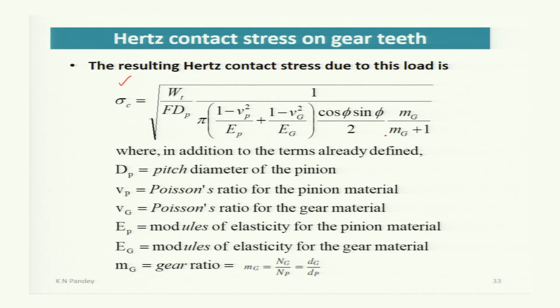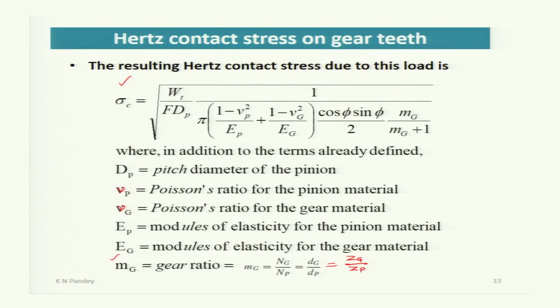In this formula, capital dP is the pitch diameter of the pinion, nu p is the Poisson's ratio of the pinion material, nu g is the Poisson's ratio of the gear material, EP is the modulus of elasticity of the pinion material, EG is the modulus of elasticity of the gear material, and mg is the gear ratio, which is given by number of teeth on the gear divided by number of teeth on the pinion.